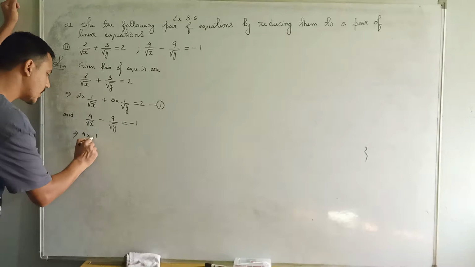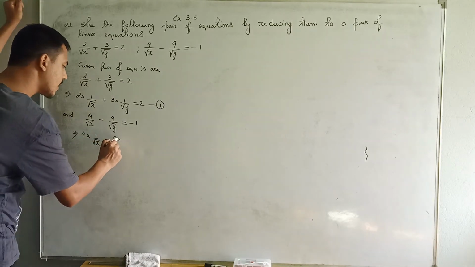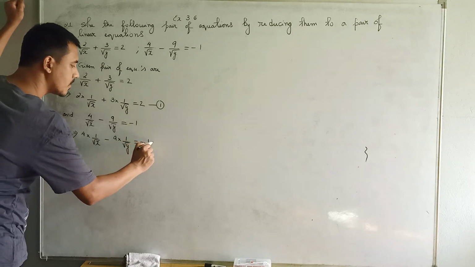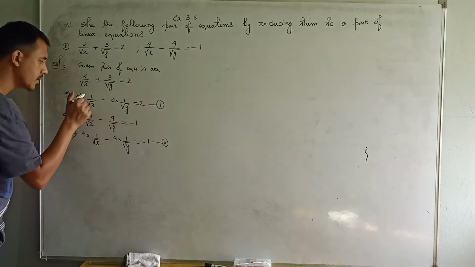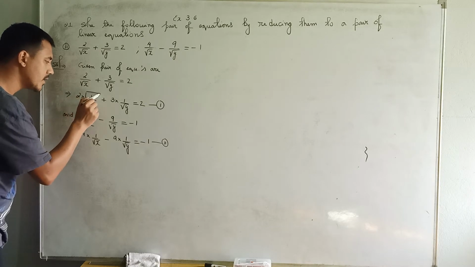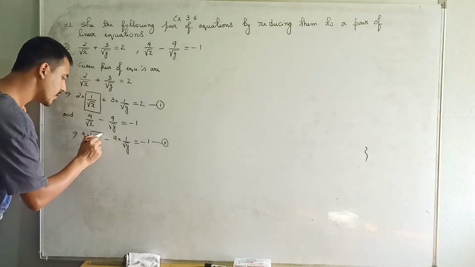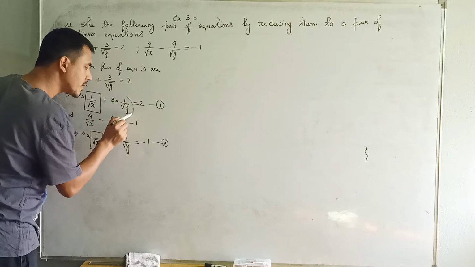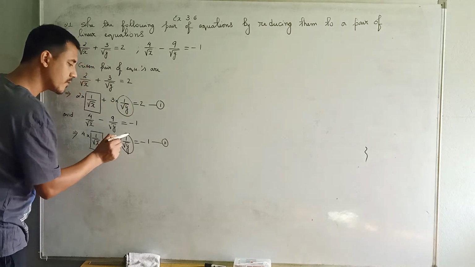4 times 1 upon square root of x, minus 9 times 1 upon square root of y is equal to minus 1. So this is your equation 2. Now you see, in the first equation we have 1 upon square root of x. Here also we have 1 upon square root of x. Here we have 1 upon square root of y. Here also, in the same position, we have 1 upon square root of y.